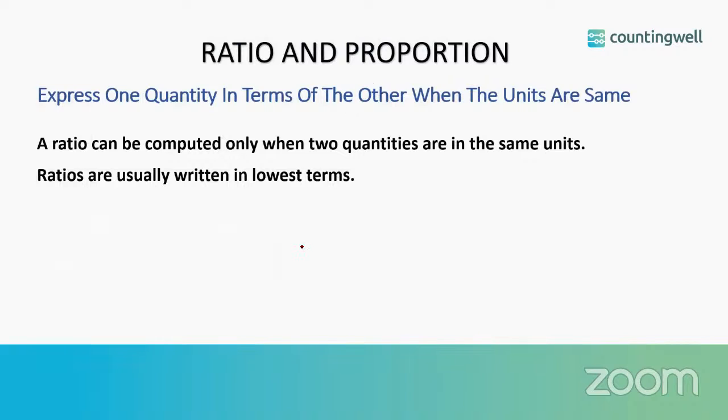Let us move towards our next chapter, which is ratio and proportion. So when can we compute a ratio? It can be computed only when the two quantities are in the same units, and ratios are usually written in lowest terms. So let us see one example.